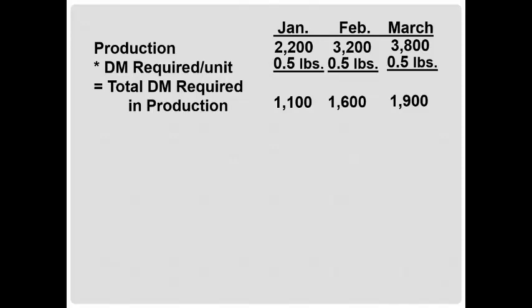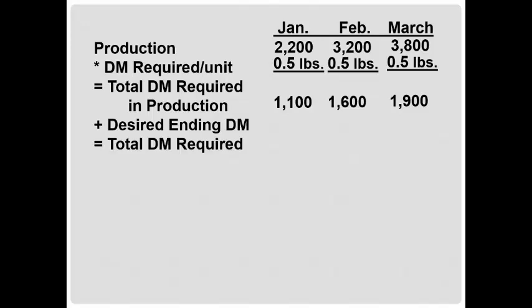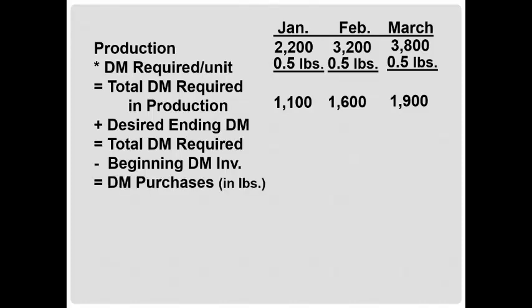But of course, to figure out what to purchase, you will have to consider if you already had some materials at the beginning of the period and if you want to end with materials at the end of each month. So we will add desired ending direct material. That will give us the total materials required. Then we'll subtract beginning direct material to get direct material purchases.